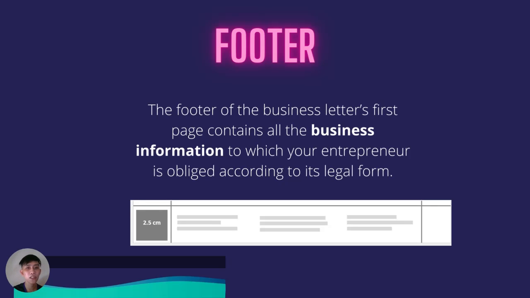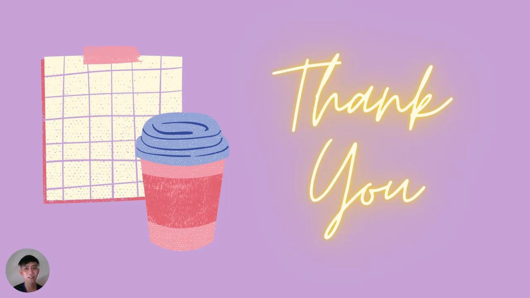The footer of a business letter's first page contains all the business information to which your entrepreneur is obliged according to its legal form. As a rule, information on the sender's business premises, means of communication, and account details is also provided here for the recipient. This letter foot should be placed with a distance of 2.5 centimeters to the left and 2 centimeters to the right side edge. The height is variable and depends on the requirement, but should be at least 2.5 centimeters for readability's sake. The business information in the letter footer is generally grouped into thematic blocks. So that's all for the design elements. Thank you.